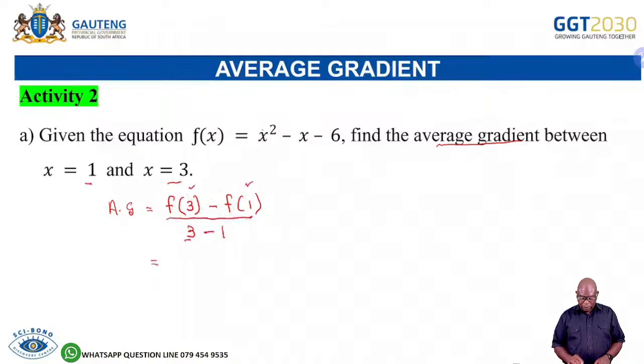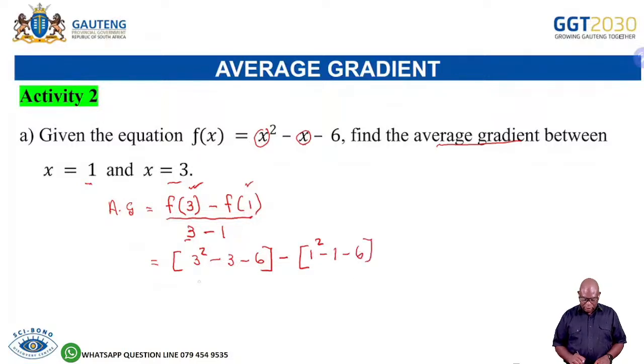Now, then I substitute. F of 3 means I must substitute the value of x by 3, like the one we have done previously. So I'm going to get 3 squared minus 3 minus 6. So I'm done substituting by f of 3. Then there's a minus sign. Then I'm going to substitute by 1. So I'm going to say 1 squared minus 1 minus 6. Then all this will be divided by 2.